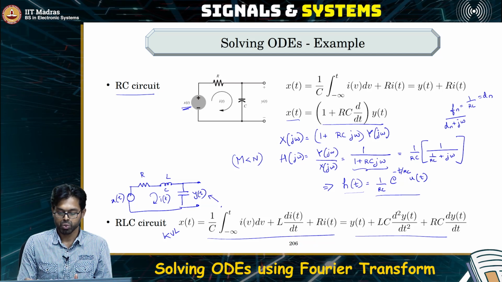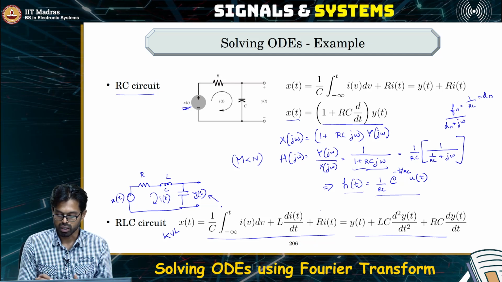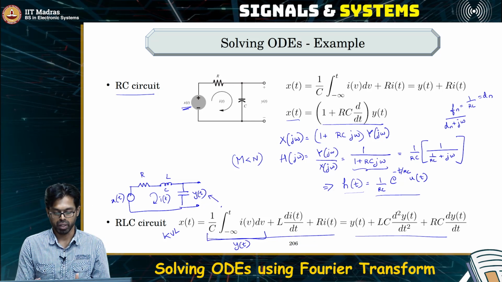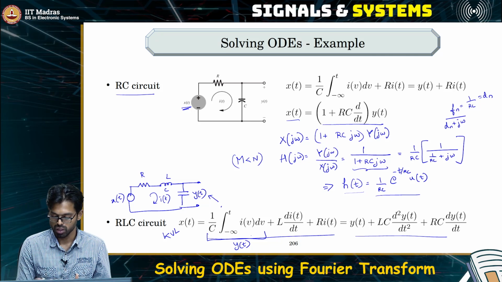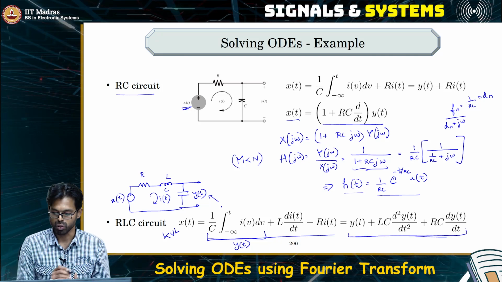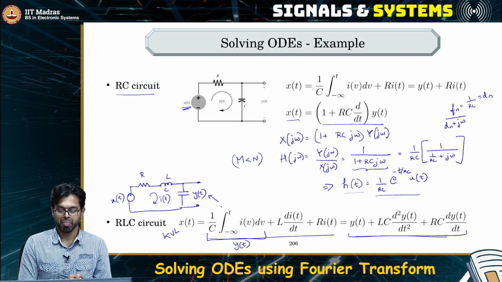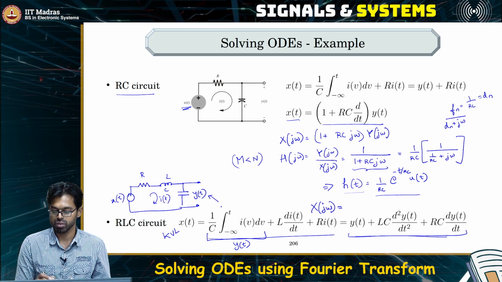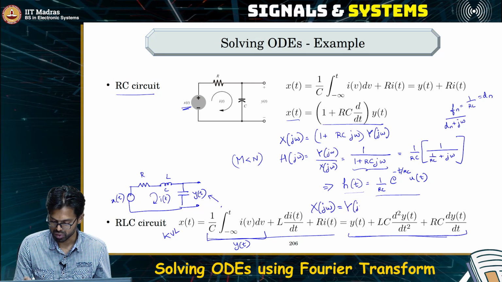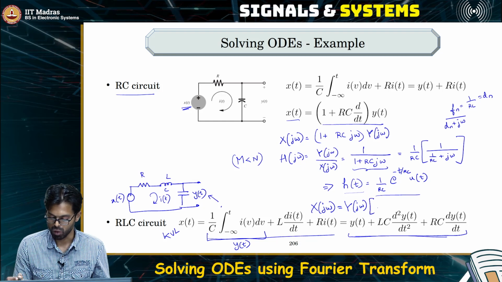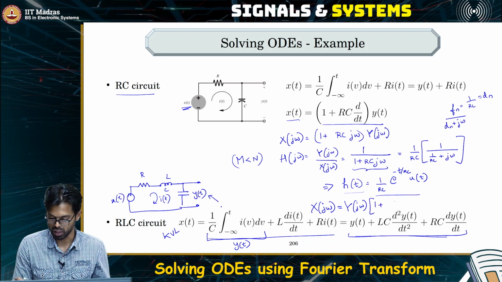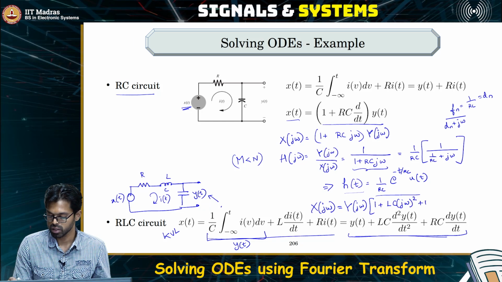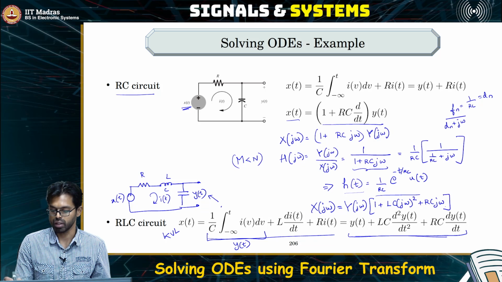Now all you have to do is say that this expression is y of t, that is my voltage across the capacitor. So from this expression you can write down the final input-output relationship and then compute the Fourier transform on both sides. If you compute the Fourier transform on both sides, then you get X of j omega is equal to Y of j omega times (1 plus RC times j omega plus LC times (j omega) whole square).